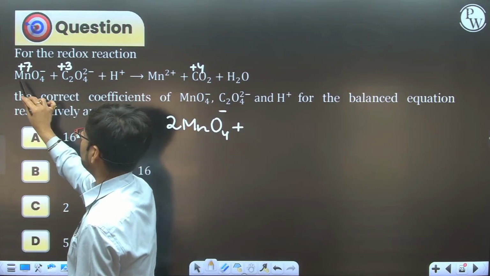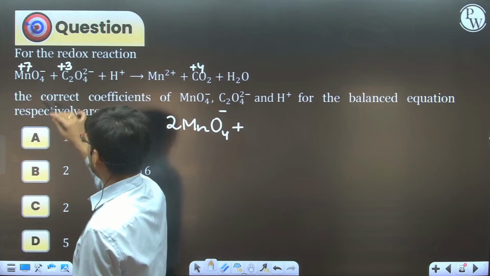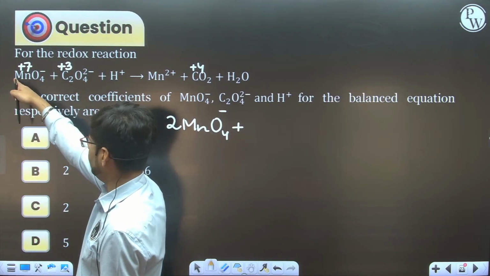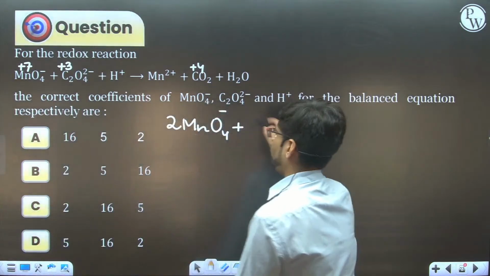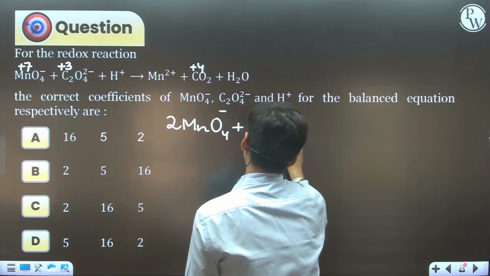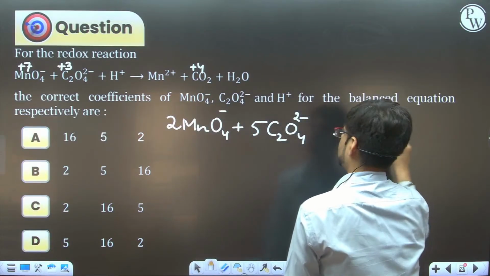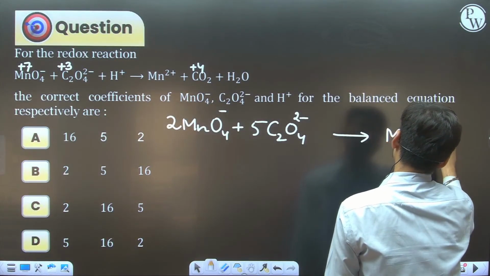If N factor of MnO4 minus is 5, I will place 5 in front of C2O4 2 minus. And if N factor of C2O4 2 minus is 2, I will place 2 in front of MnO4 minus. So I just do an exchange. So 2 MnO4 minus plus 5 C2O4 2 minus gives us Mn2 plus and CO2.